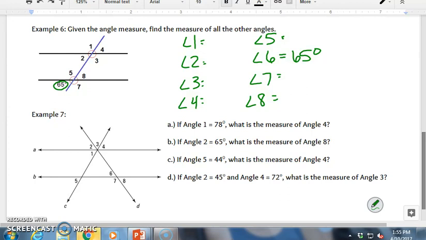All right, I am first going to deal with the corresponding angles. So corresponding angles are in the exact same location. So angle 65 degrees and angle 2 are both corresponding. So that means angle 2 also must be 65 degrees. Okay. I also know that 2 and 4 and 6 and 8 are vertical angles. So that means that 4 and 8 are also going to be 65 degrees.